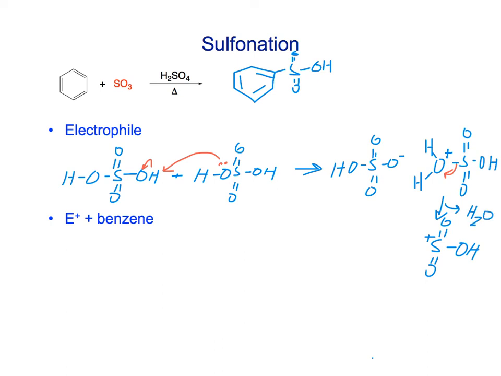Okay, the other way to make this, which is how the book shows us, is this is sulfur trioxide. So this mixture of either heating up sulfuric acid or sulfuric acid with sulfur trioxide is oftentimes called a fuming sulfuric acid.